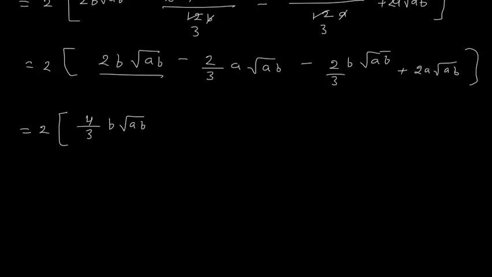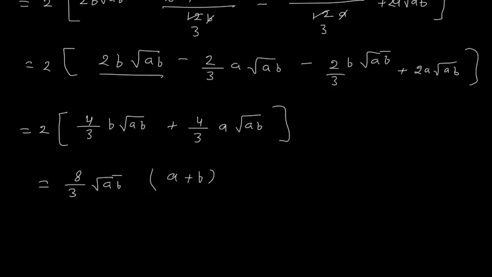And similarly here, if I subtract, here I will get plus 4 divided by 3 a root ab. Now I can open this bracket also. So this will give me, now this root ab also we can take common. So 4 plus 4 is 8 upon 3 root ab. This we can take common, and in bracket we have b plus a or a plus b. So 8 by 3 root ab into a plus b is your required answer.